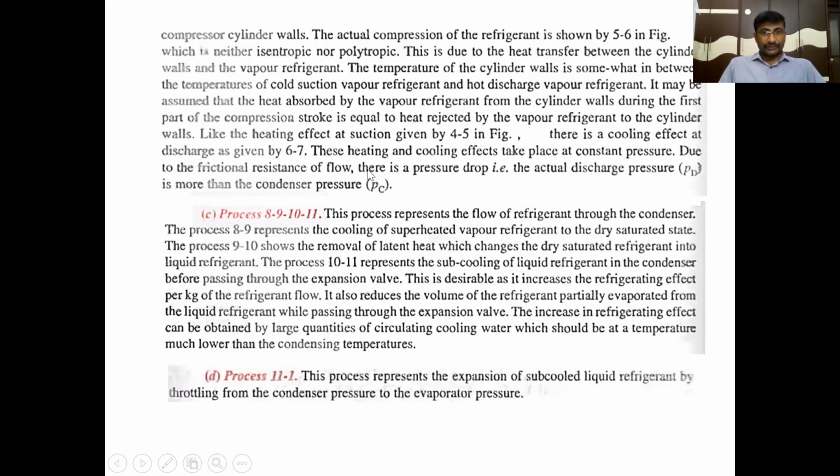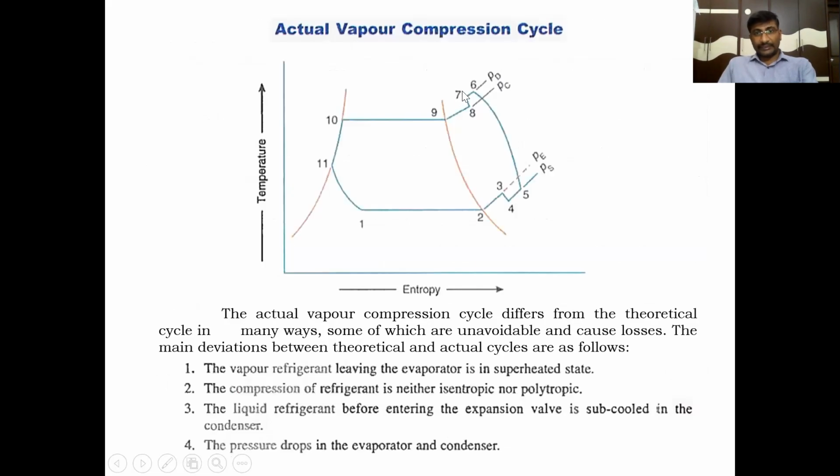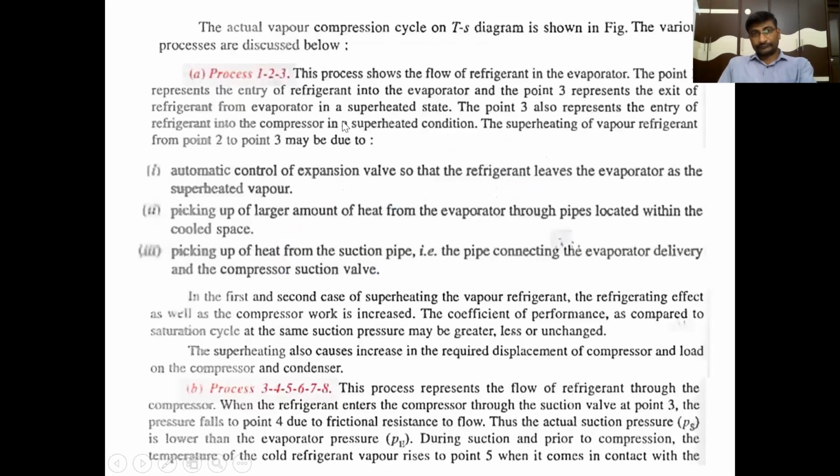Due to frictional resistance of flow, there is a pressure drop. That is, the actual discharge pressure PD is more than the condenser pressure. Here again, when the refrigerant leaves at the discharge valve, a small pressure drop takes place due to frictional flow, from PD to PC. That means the condenser operating pressure PC is very much less when compared to the discharge pressure. So after leaving the compressor at 8, it will enter the condenser.